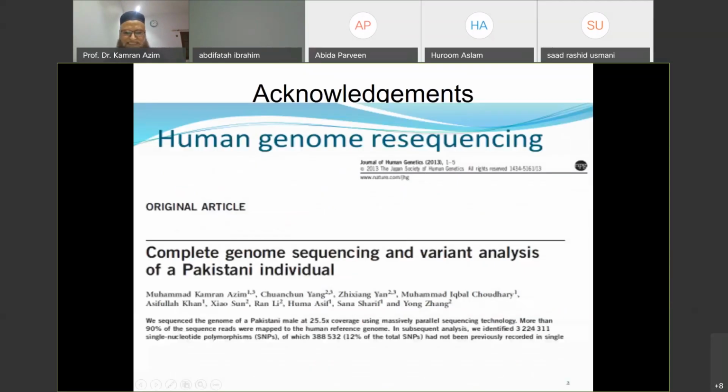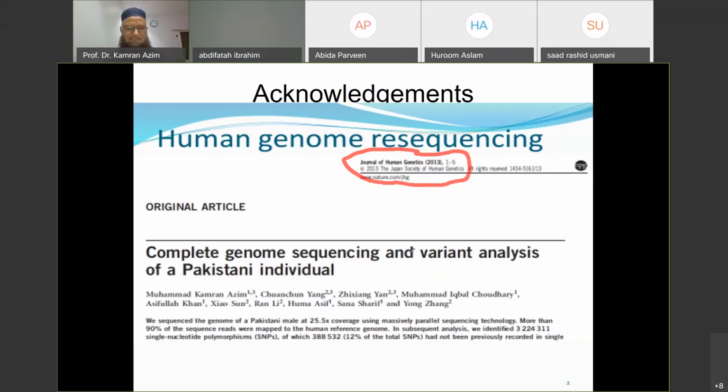So the result of this data was published in the Journal of Human Genetics. I'm sorry, the slide here is blurred. This paper was published in 2013 in the Journal of Human Genetics. I will upload the PDF file of this paper to Google Classroom. You can read the complete paper from there.